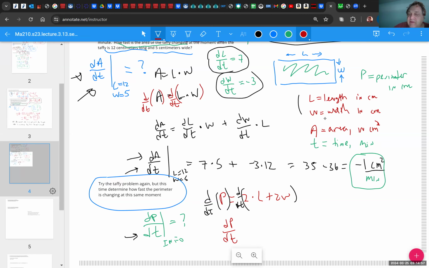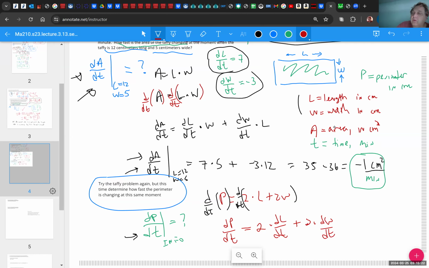The derivative of P with respect to t is called dP/dt. The derivative of this stuff, this is no longer a product rule. It's a sum rule, so we can differentiate them separately. The 2 is a number, so again, not a product rule. It's just a constant that stays as part of our derivative. So the 2 hangs out. The derivative of L is called dL/dt. And then similarly, we get 2 times the derivative of W, which is dW/dt.